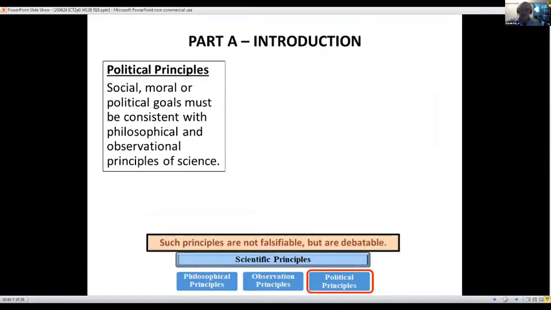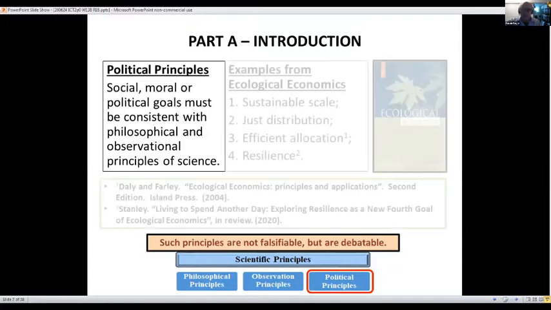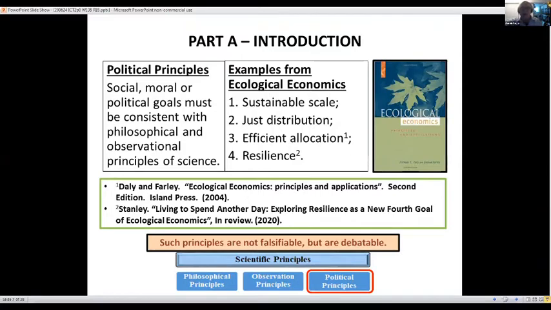The third kind of principle that she proposes are called political principles. Now, these are really moral strictures, moral constraints that we decide to put on our economic activity. These bridge the gap between teleonomic science and teleological economic practice. So she says that social political principles must be consistent with philosophical and observational principles of science. Examples can be found in the book on ecological economics by Farley and Daly. They suggest that we need to take these moral goals, sustainable scale, just distribution, efficient allocation. Then there's a fourth one that is proposed by Stanley in a paper that is being prepared for publication, resilience.